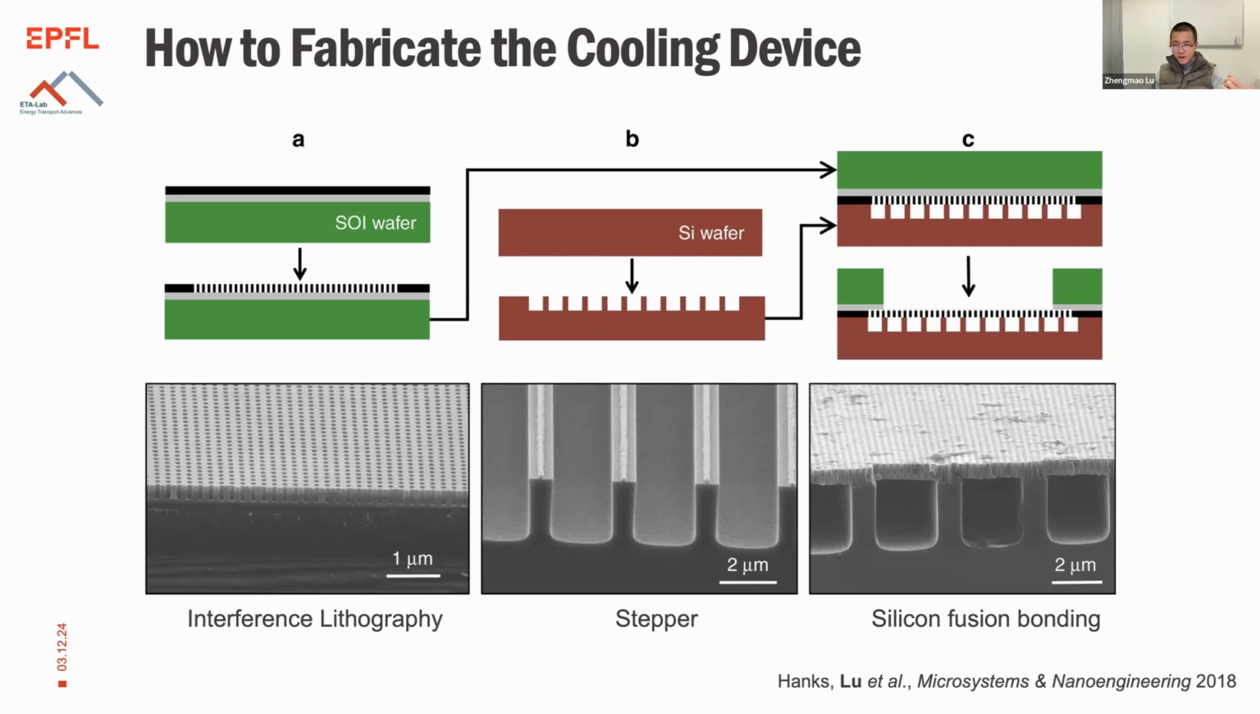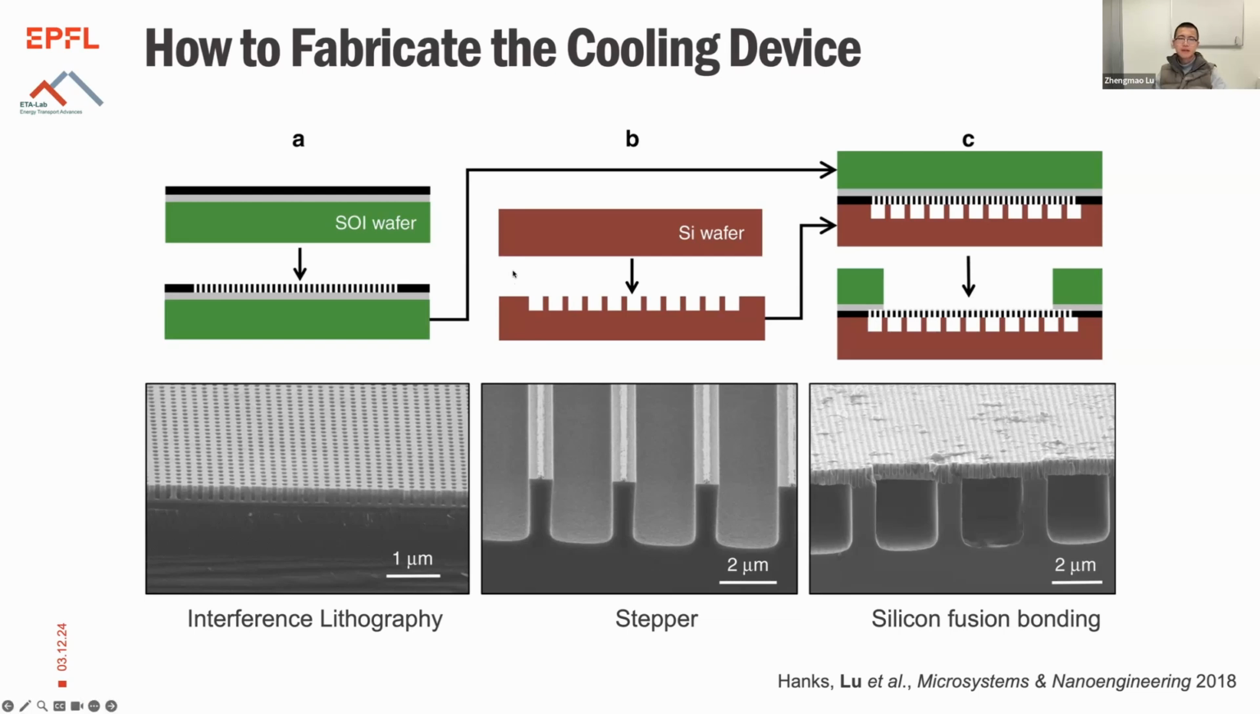The fabrication scheme is like this. In step A, we start with an SOI wafer that has a thin device silicon layer with a buried oxide layer between, and then on the bottom, a silicon handle layer. So silicon, oxide, silicon from top to bottom. With interference lithography, basically using an interference pattern as your mask, you can create large-area nanoporous patterns that are first etched into the silicon device layer on the top.